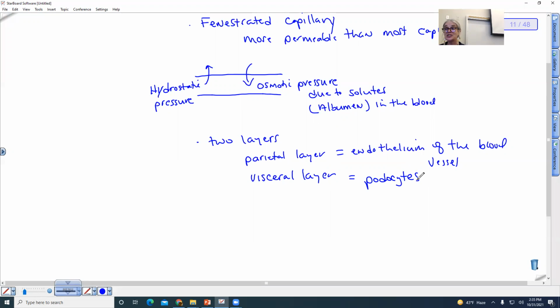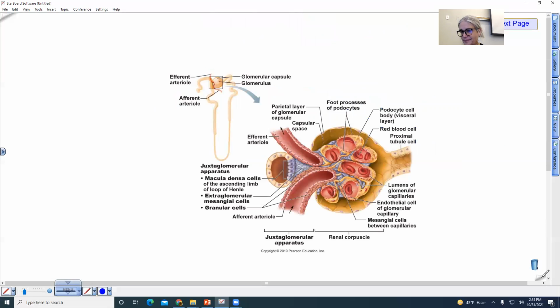So, for example, we don't want the large protein albumin getting into our filtrate, so into our urine. So let's look at a diagram of that.